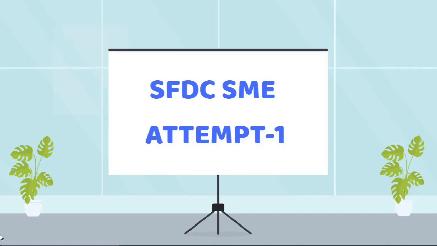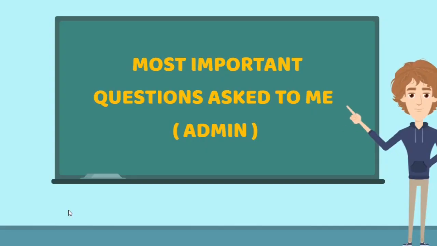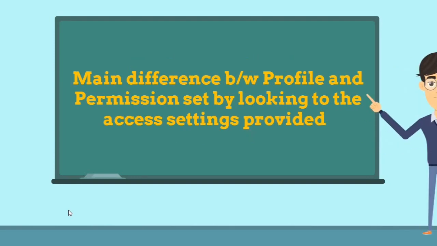So moving to the screen, now I will be sharing my SFDC SME attempt 1 interview questions with you, and this video is basically covering the admin part questions. Now moving further, the most important admin questions asked to me. The first question is the difference between the profile and the permission set by looking at the access settings provided. This half of the question I had by myself. The question asked to me was the main difference between profile and permission set.